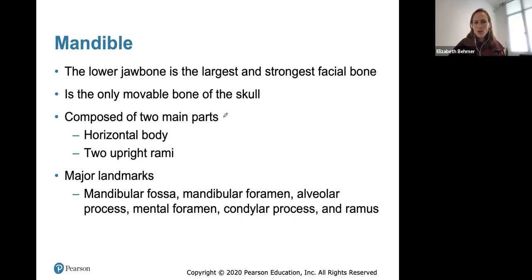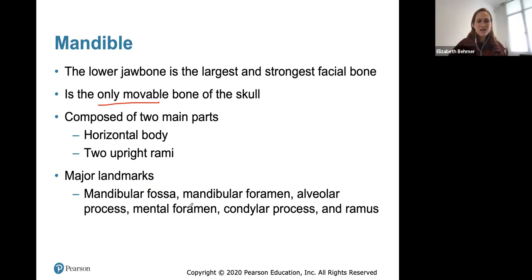The mandible is the lower jawbone. It's the largest, strongest facial bone. It's the only movable bone of the skull, and it's composed of a horizontal body and 2 upright rami, or ramus for singular. And here are the major landmarks in the mandible.